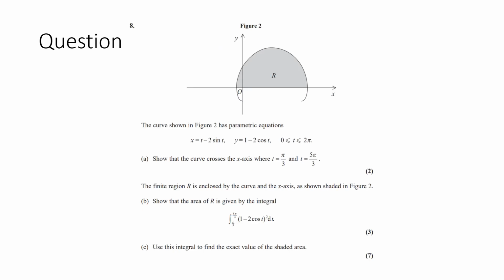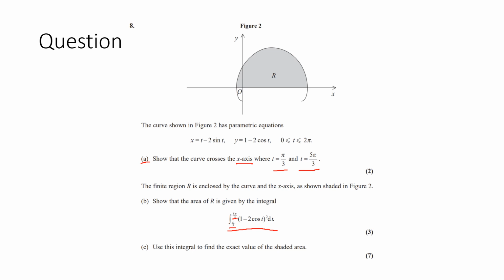Okay, and here's another question. Parts A and B are fairly standard. A is about looking at the diagram and then checking that it crosses the x-axis at these 2 points. And part B is to use the integral formula to write the area as follows. Be very careful and make sure you understand why we have the following limits here.